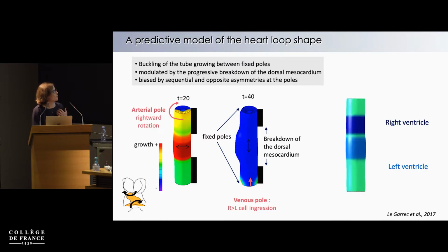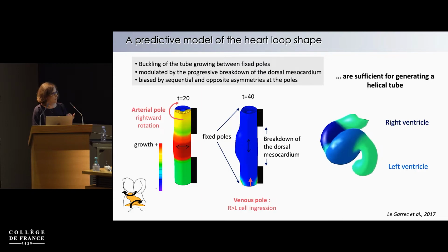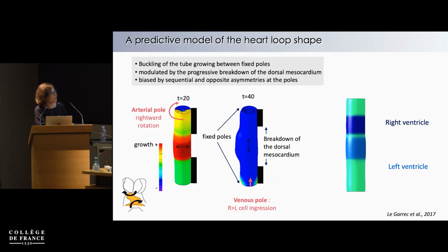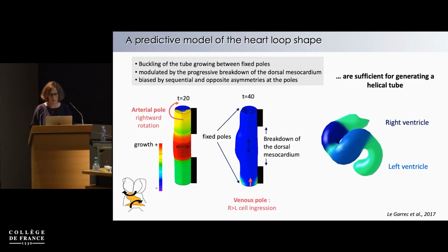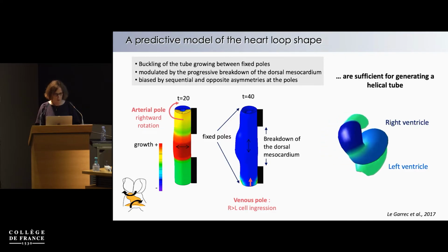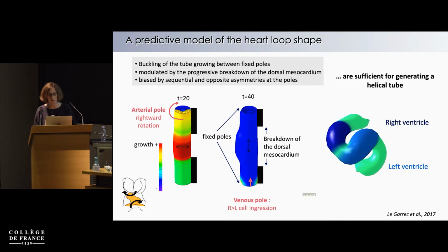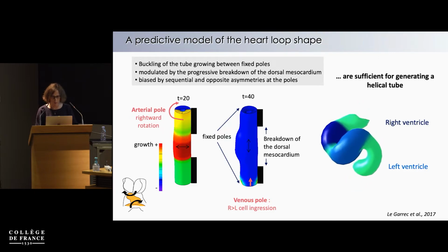And when we input these three parameters together, you can see that the model can explain how we can generate a helix from a straight tube, and how during this process the ventricles, which are initially antero-posterior, can be repositioned on the right and left side of the embryo. So we have a mechanism for heart tube remodeling, and now the next question is how this relates to congenital heart disease. So I want to take two examples during the end of my talk.